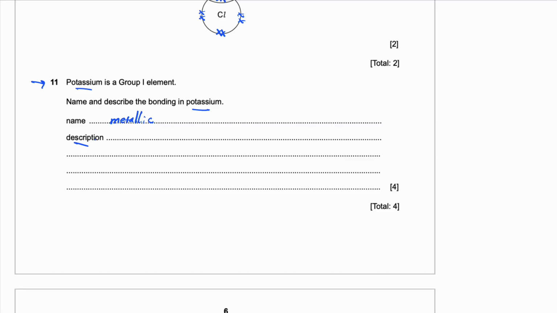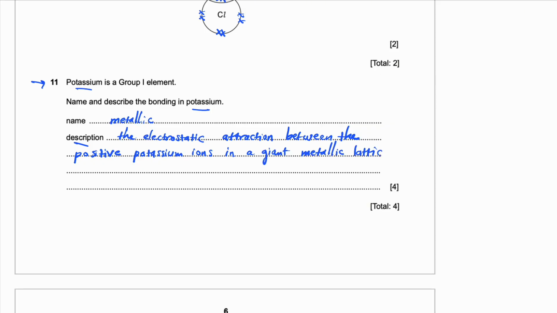So metallic bonding is described or defined as the electrostatic attraction between the positive potassium ions in a giant metallic lattice and a sea of delocalized or mobile electrons. That's the optimum definition or description of metallic bonding.